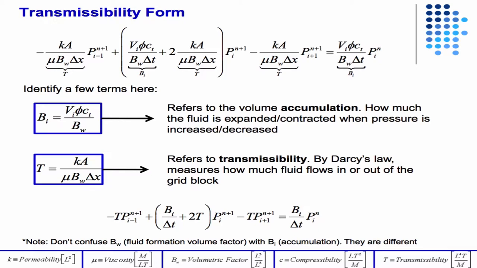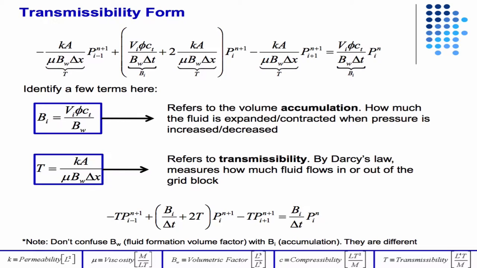Then we just give them some labels, right? So this sort of looks like Darcy's law. So that has to do with the transmissibility of the problem. These are properties that have to do with the accumulation, right? The volume of the grid block times the porosity is the volume of fluid in the grid block times the compressibility over the formation volume factor. That has to do with the volume accumulation, okay? So we just label them B's and T's, rearrange.